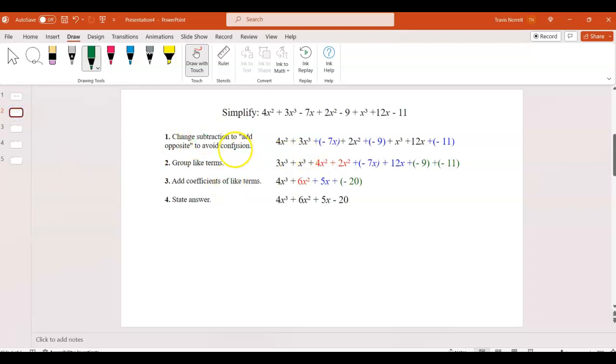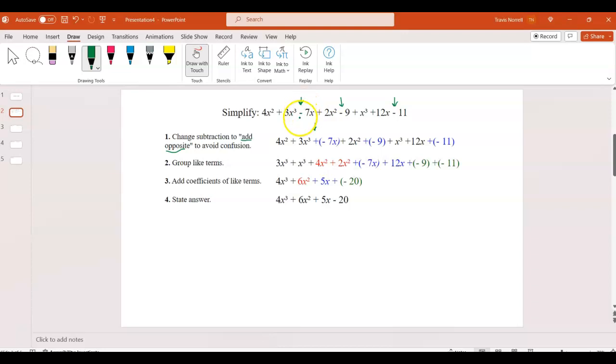The very first step is that we're going to change all of our subtraction signs to adding the opposite to avoid confusion. So in this first example here, we have 3 subtraction signs. So if we simply change that minus 7x to plus a negative 7x.